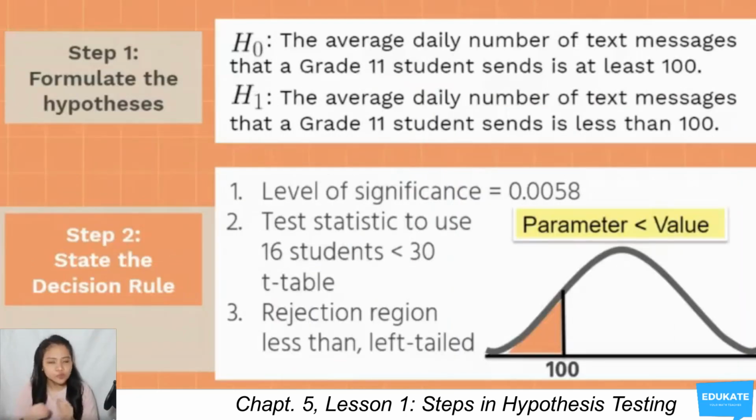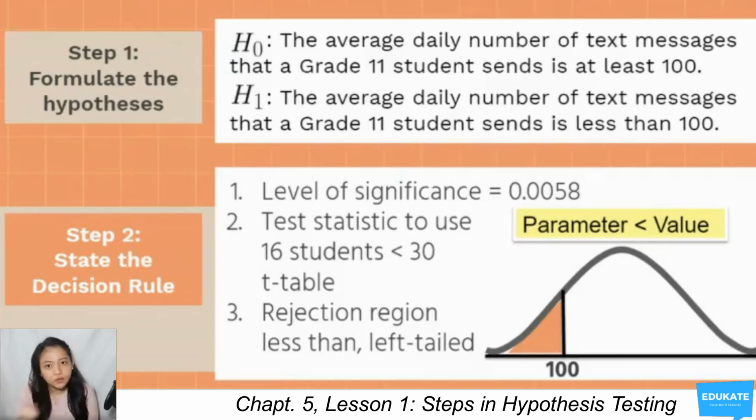Now we have the two steps. The first one is to state your hypothesis, which is given as follows. And then your step 2 is to state the decision rule. We have computed for the level of significance, which gave us a value of 0.0058. The second part to determine is the test statistic to use.